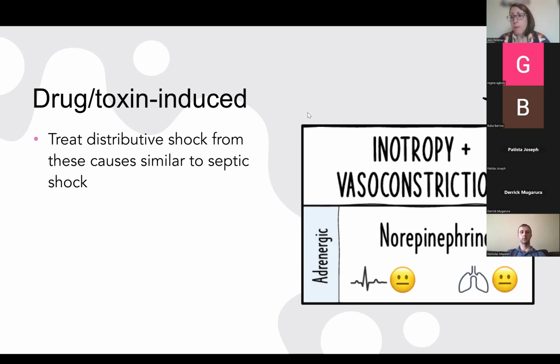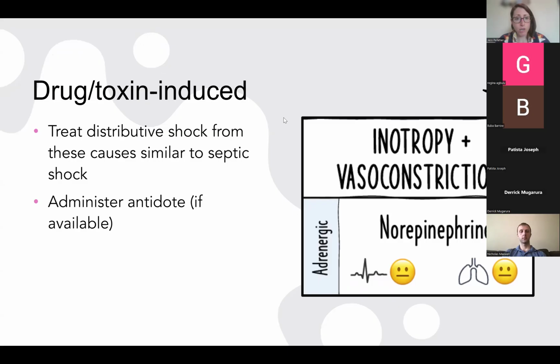Buba just commented that epinephrine is readily available in the Gambia. So thank you for commenting that. I would say if you don't have noradrenaline or norepinephrine, as it's also called, then epinephrine is a great second line agent for a lot of these causes of distributive shock. And Buba, I would say be very hesitant with giving epinephrine for cardiogenic shock if someone's at high risk for heart rhythm problems, but it's always an option.